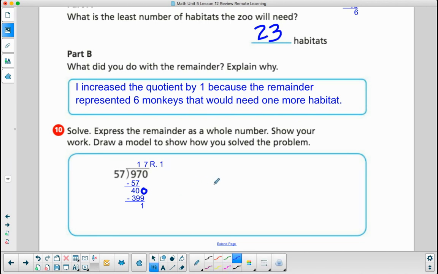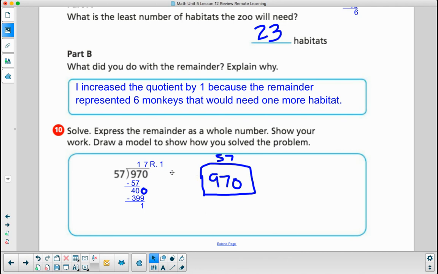One way I would do it is, all the time, a model could be area. I have 970. And the length is 57. I'm looking for the width. You can always draw an area model for anything that ends up being division.